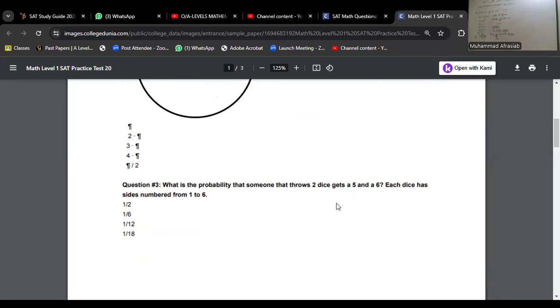Question number 3 now. What is the probability that someone that throws 2 dice gets a 5 and a 6? Each dice has the numbers from 1 to 6. So this is not 5 and 6, it is basically 5 or 6. So this question is basically wrong. So it should be 5 or 6 for this question. So now we will elaborate it with the solution.